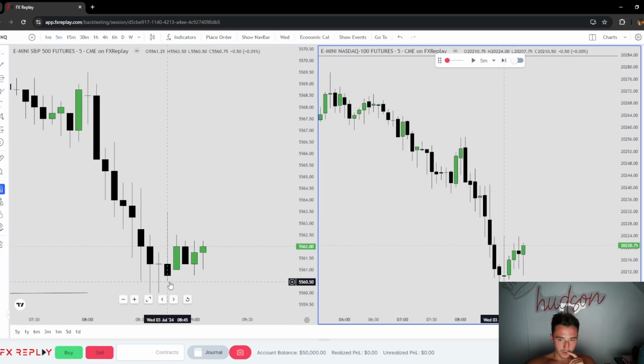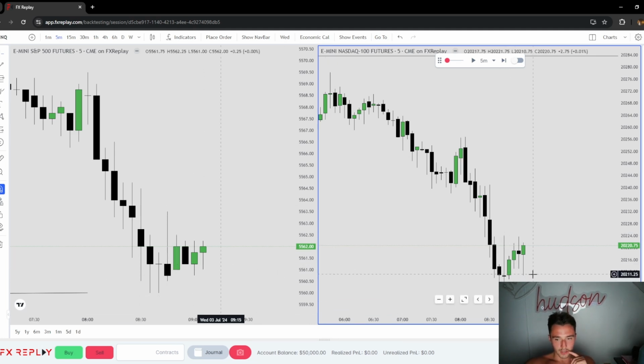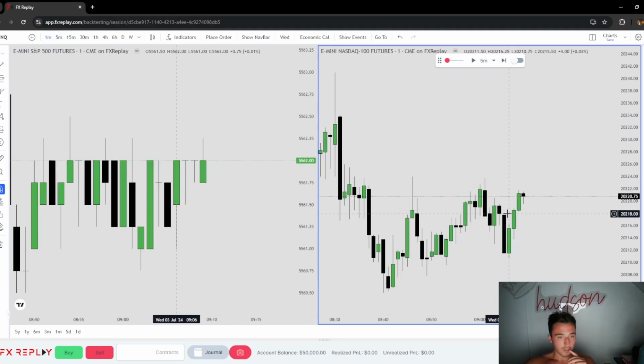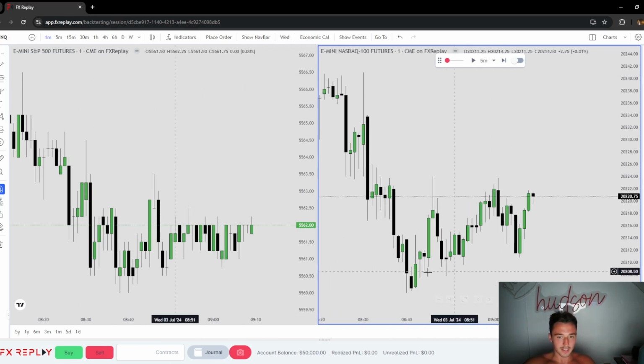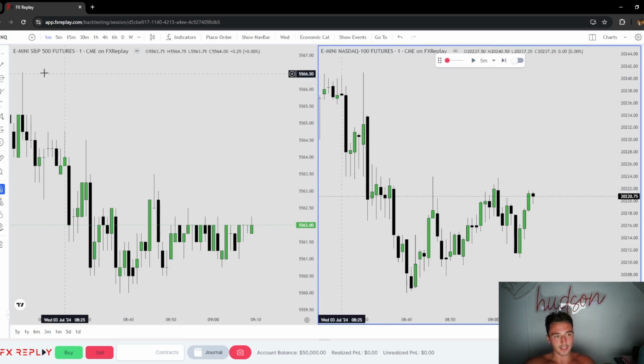Okay, so do we have an SMT anywhere? Right there. We have an SMT with this low right here, right? Just like the last video, or the last session, we can take an entry before market open. Why? Because this can be the low of the day, right? This can stay intact because we have an SMT at it.